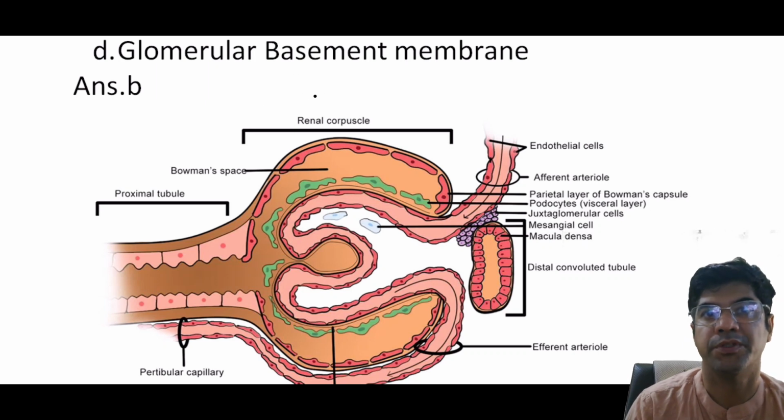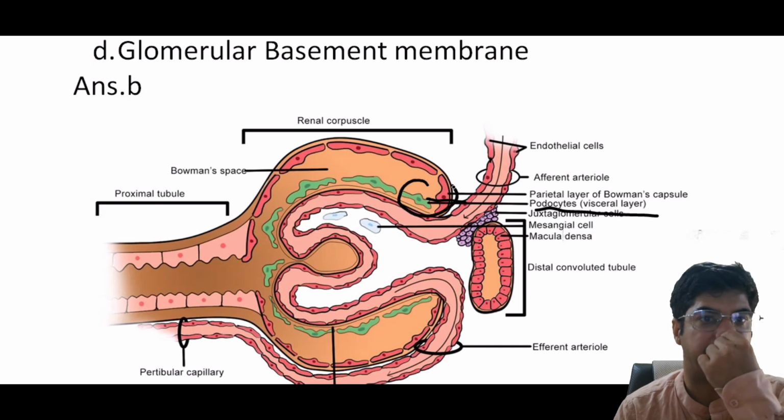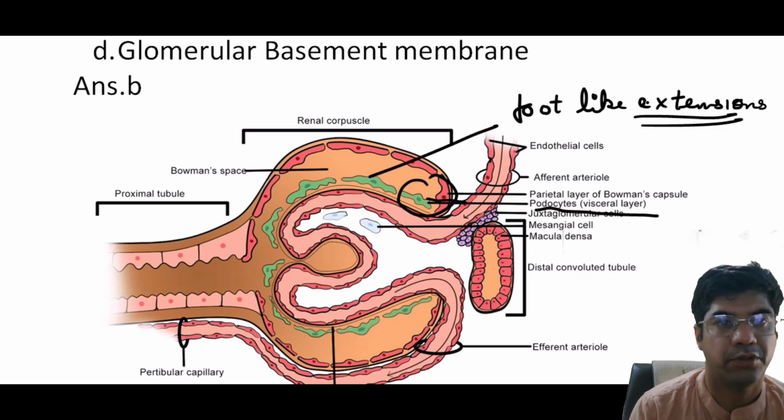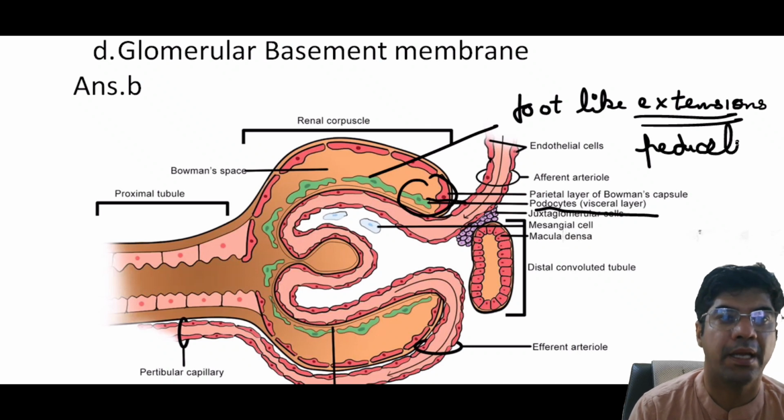It consists of primary components. The first are the podocytes. So these are the podocytes, specialized epithelial cells that wrap around the capillaries of the glomerulus. These have foot-like extensions, known as pedicles. These pedicles create filtration slits that are important for the selective permeability of the filtration barrier.